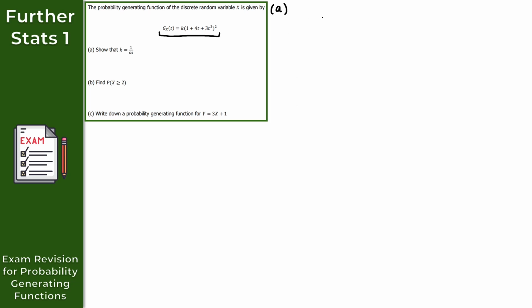So for part A then, how do we show that k is equal to 1 over 64? Well, we need to use the following property for probability generating functions. So we're going to use the fact that g of x, when t equals 1, is equal to 1. So in that case, using this PGF, g of x when t equals 1 is equal to k times 1 plus 4 lots of 1, so that's 4, plus 3 lots of 1 squared, so that's plus 3. We then square that, and this is equal to 1. Just a basic property of probability generating functions.